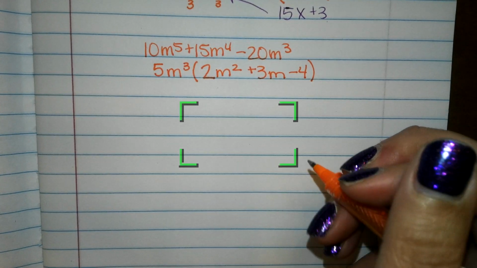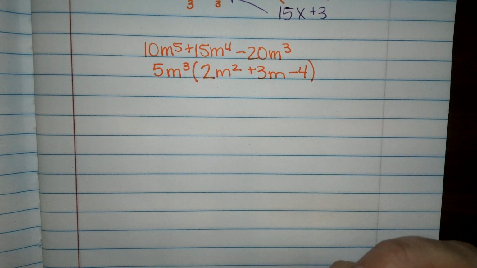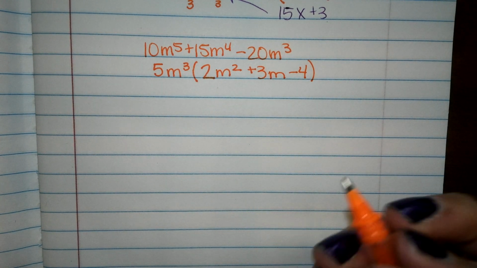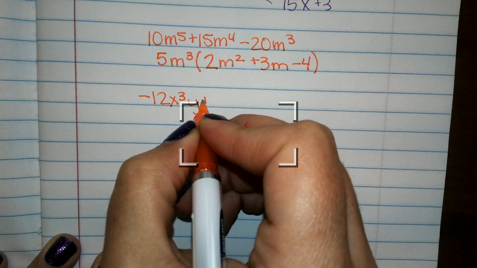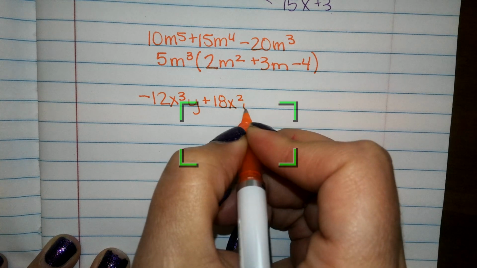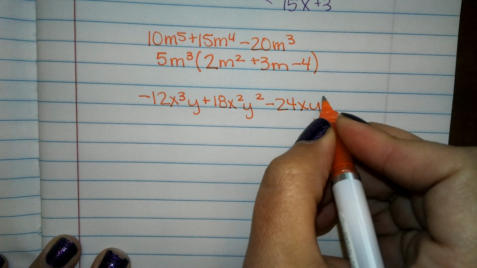Now, if you have to, there's nothing wrong with this: distribute this back out to see if we get back to the original. Okay, next one. Negative 12x cubed y plus 18x squared y squared minus 24xy cubed.